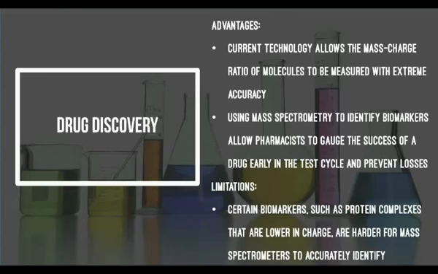One such disadvantage is that certain biomarkers, such as protein complexes that are lower in charge, are harder for mass spectrometers to identify, meaning that certain structures may be recorded as absent or unaccounted for in early test runs of the drug.